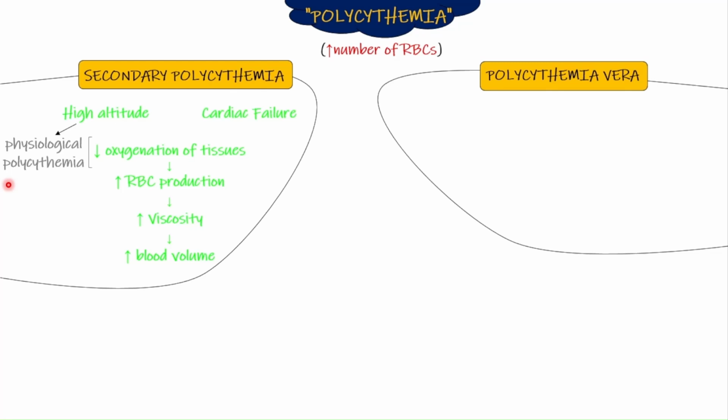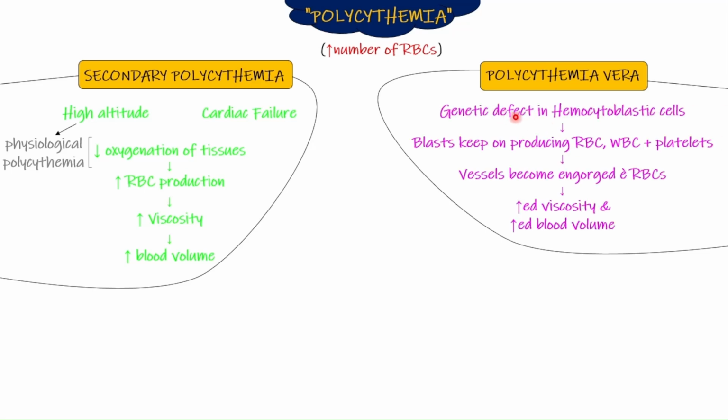Okay, then we have polycythemia vera. Now in polycythemia vera, there is a genetic defect in the hemocytoblastic cells. Now hemocytoblastic cells are the cells which are going to be differentiated into the red blood cells, white blood cells, and platelets.